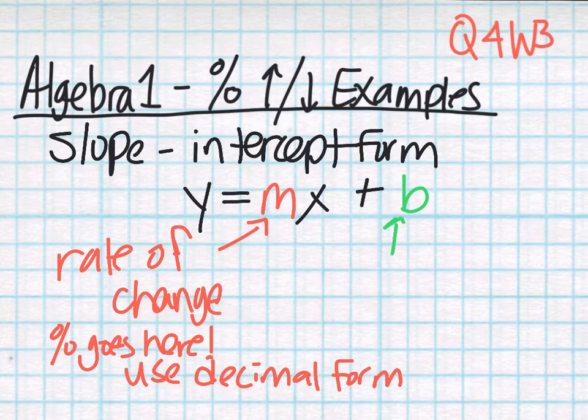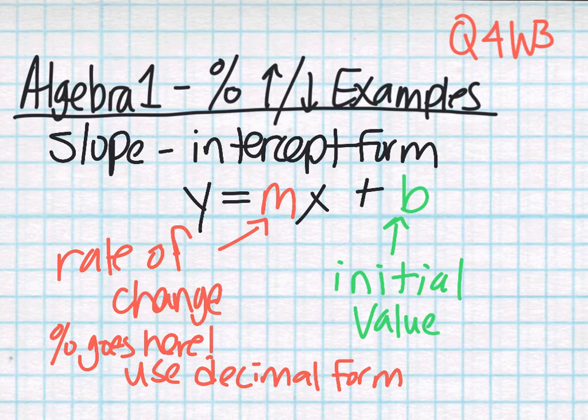And b is our initial value, also starting value. So we're going to keep using the same formula, and we're just going to put some percentages in it. So let's look at an example problem.